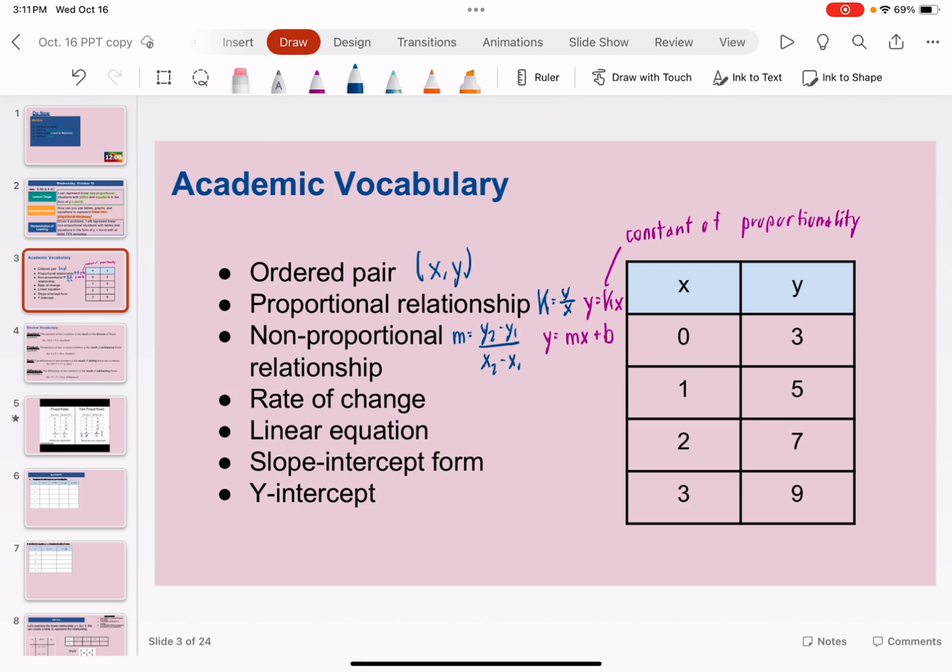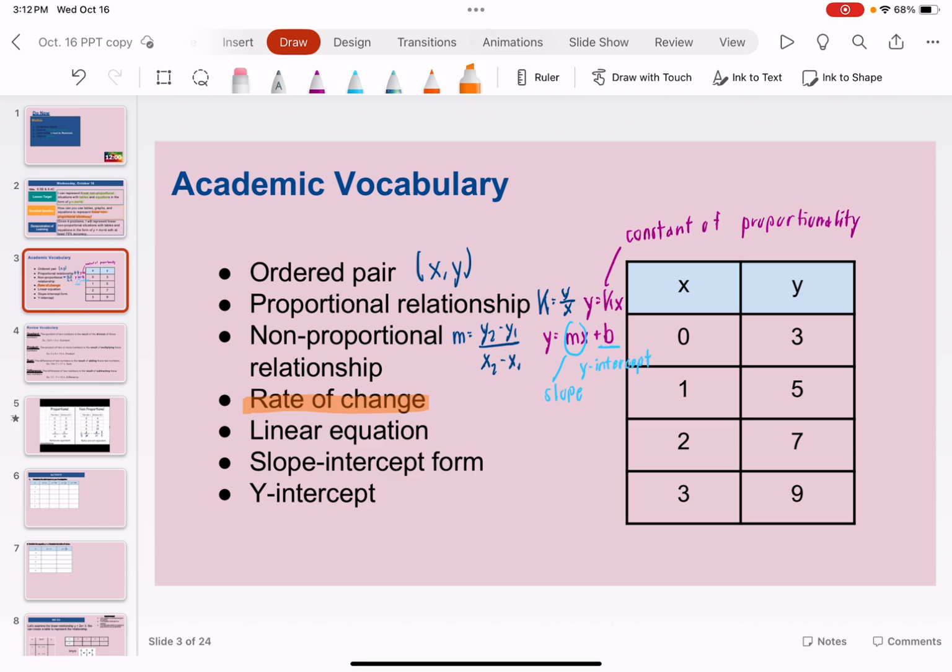b being this y-intercept, or where the line crosses the y-axis, and then our m being our slope, which is similar to that constant of proportionality. So both the slope and the constant of proportionality are a type of rate of change. And so a rate of change is a rate that describes how one quantity changes in relation to another quantity.